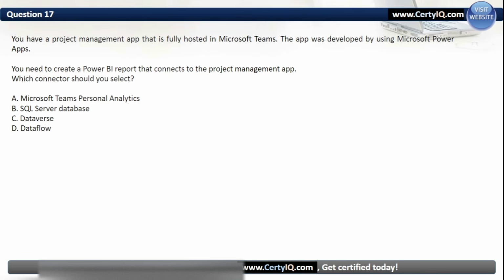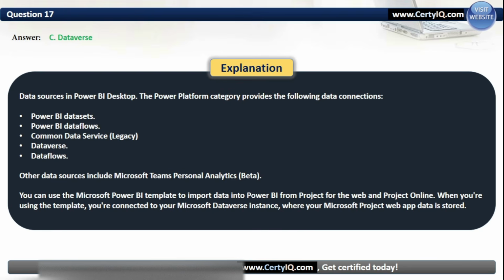Microsoft Teams Personal Analytics, B. SQL Server Database, C. Dataverse, or D. Dataflow. The correct option is C. Dataverse. Data sources in Power BI Desktop, the Power Platform category, provides the following data connections: Power BI Datasets, Power BI Data Flows, Common Data Service, Dataverse, Data Flows.